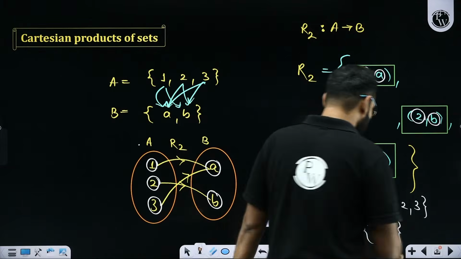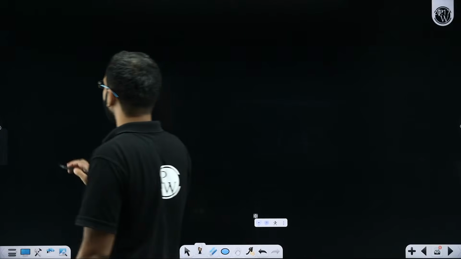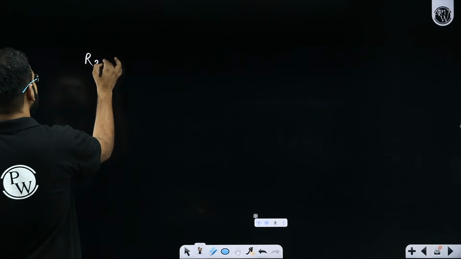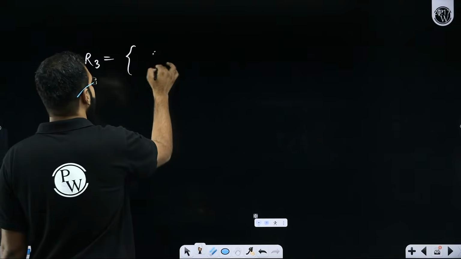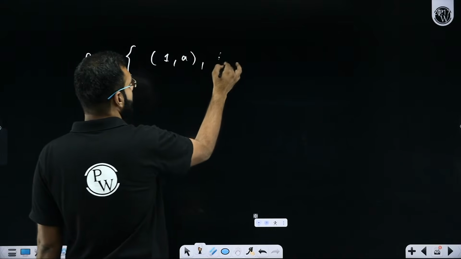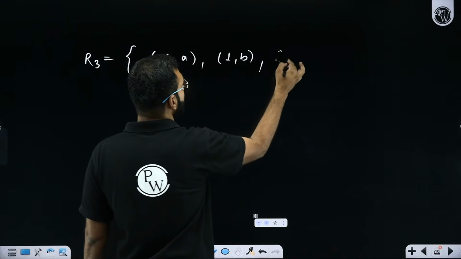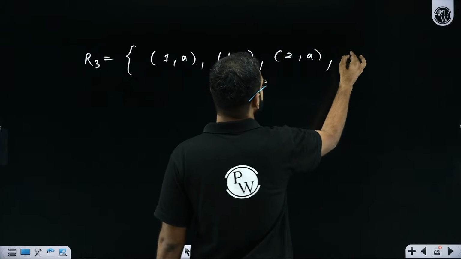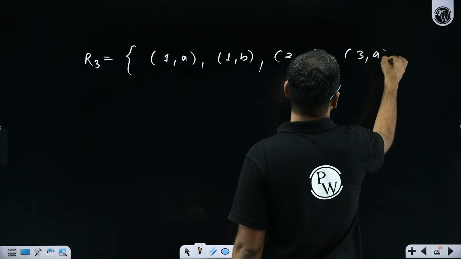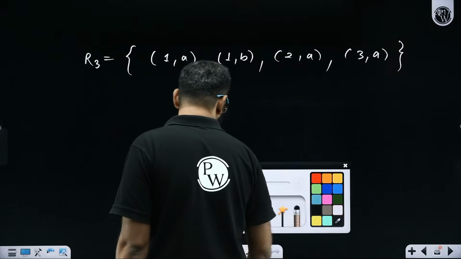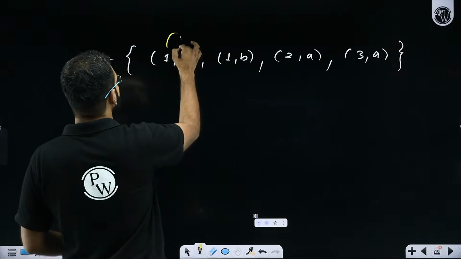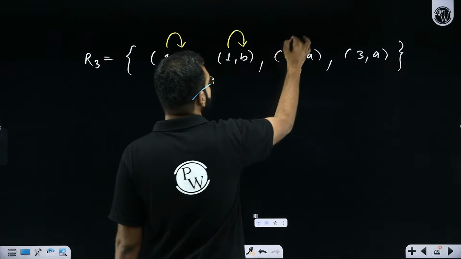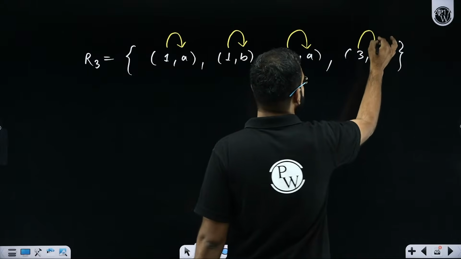I repeat, the concept is really simple. Let's say I give you a relation R3 which has elements as, let's say, 1 comma A, 1 comma B, 2 comma A, and let's say 3 comma A. So now this is how the mapping looks like, that 1 is mapped with A, 1 is mapped with B, 2 is mapped with A, 3 is mapped with A.